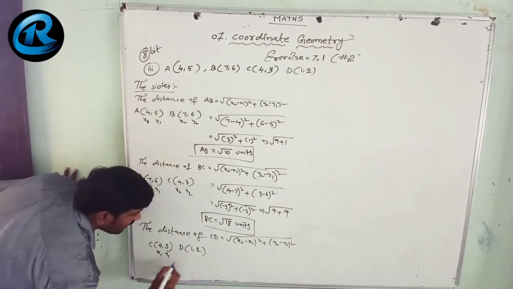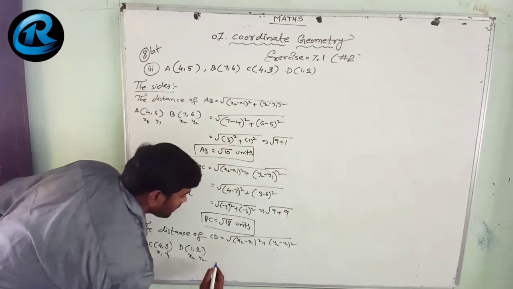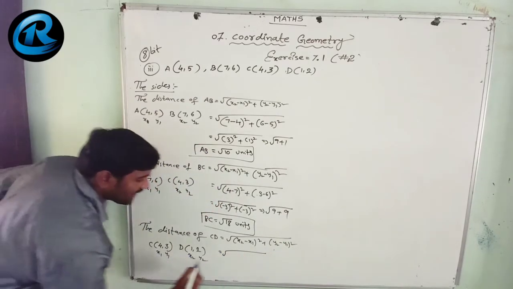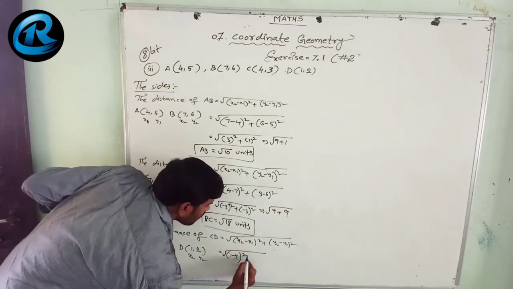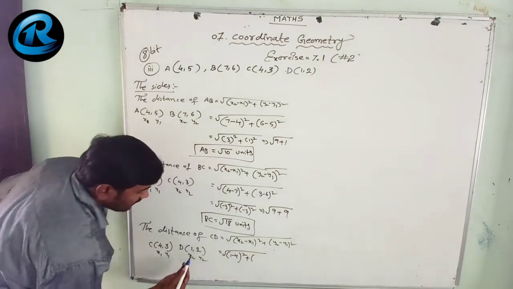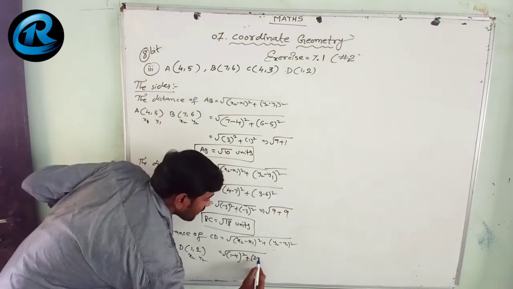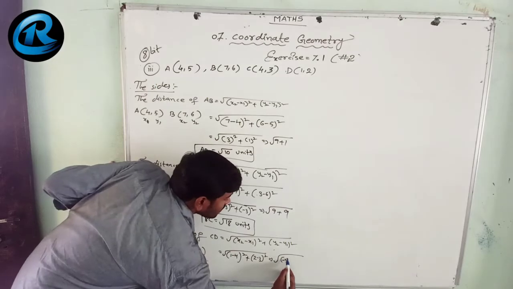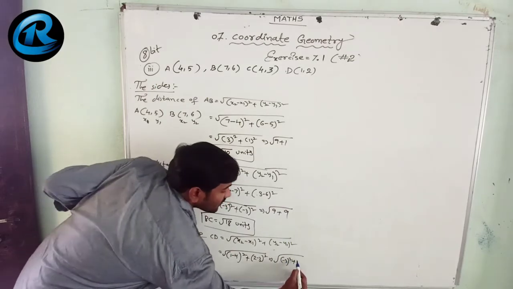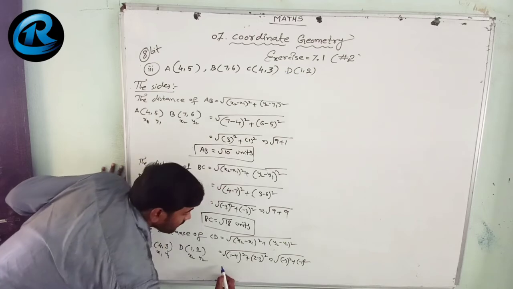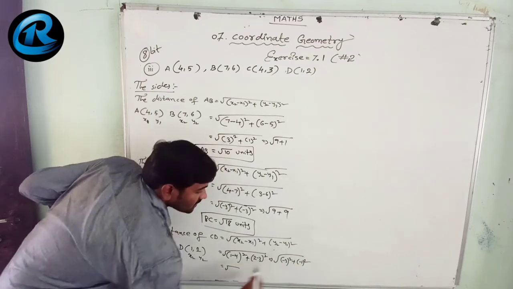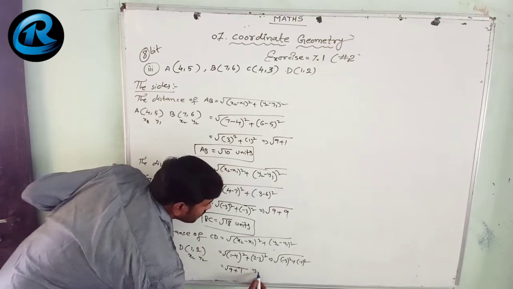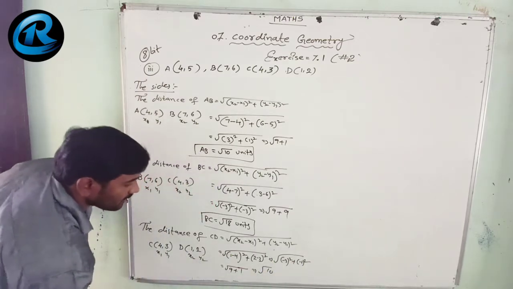Where it is x1 comma y1 and x2 comma y2. Let us substitute in this formula now. x2 minus x1, that is 1 minus 4 whole square, plus y2 minus y1, 2 minus 3 whole square. That is under root of 1 minus 4, which is minus 3 whole square, plus 2 minus 3, that is minus 1 whole square. Minus 3 whole square is 9, plus 1 square value is 1. That equals root 10.